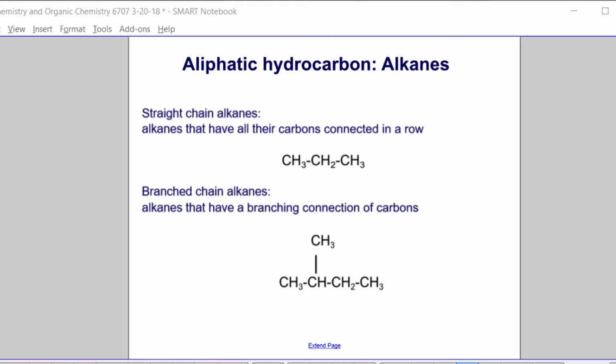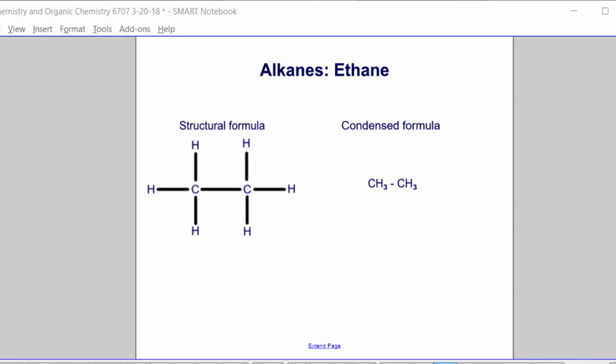In a straight chain, where all of the carbon atoms are connected in a single row, as you see here, or in branched chains, where alkanes have a row of carbons, but then have branches of additional carbons off of that row. So we see our primary alkane here, but then we see this CH3 branch off of that second carbon. Here's the structural formula for ethane.